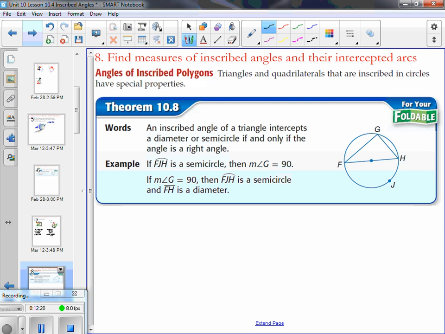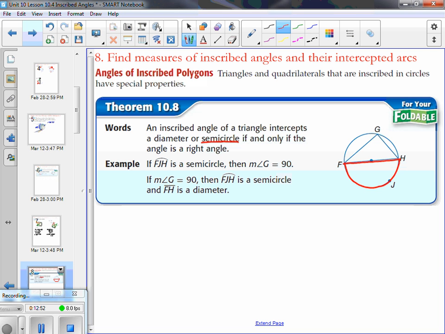Okay, what else then? Well, triangles and quadrilaterals that are inscribed in circles have special properties. And let's see what they are. An inscribed angle of a triangle intercepts a diameter. Now, we haven't talked about intercepting anything besides an arc so far. So, if an angle is going to intercept a diameter, if I were wording this, I would have said just that, probably intercepts a semicircle.